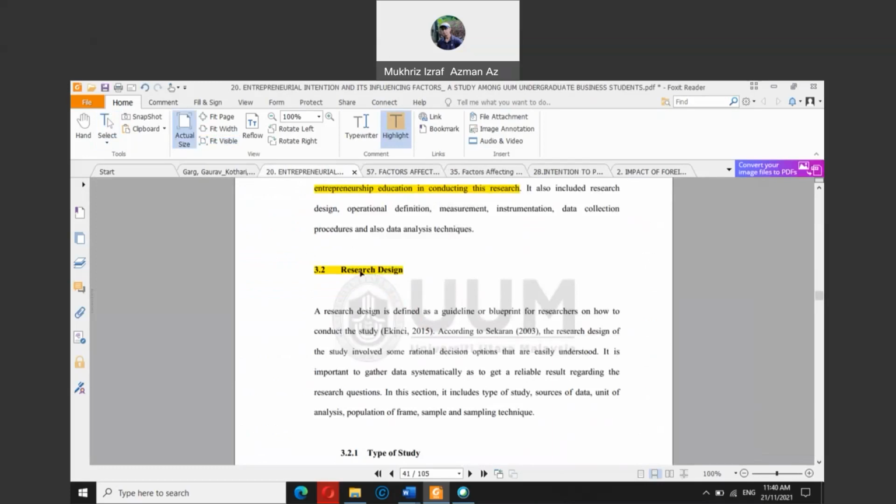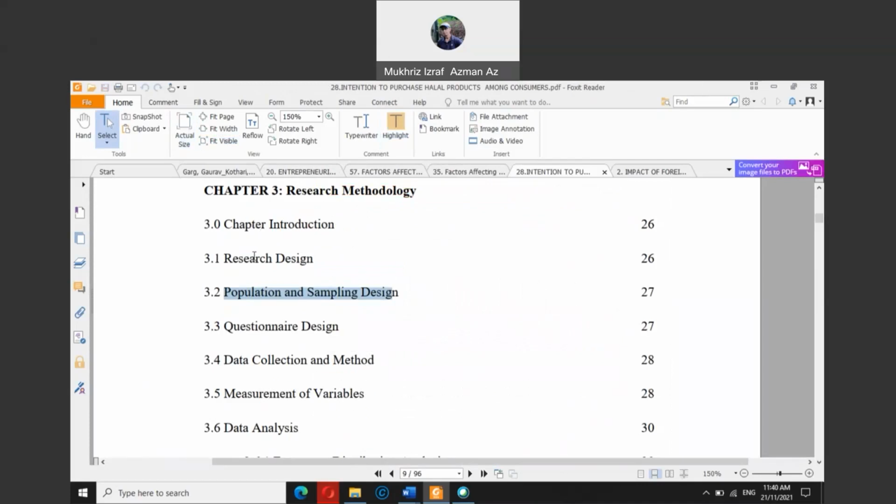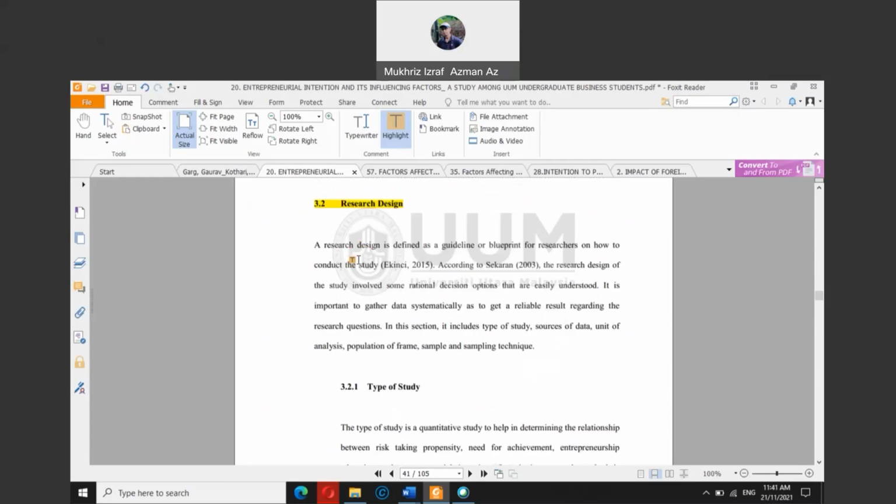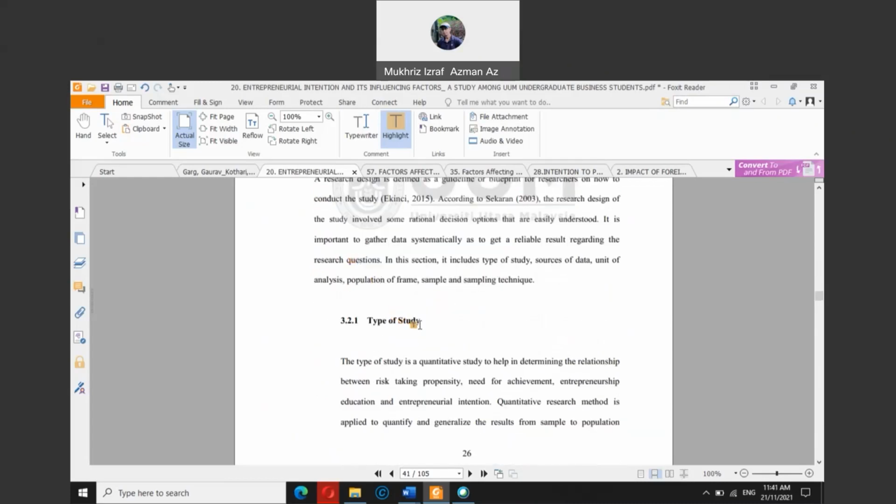So you will notice that 3.2 in here, research design, is basically how you are going to undertake or conduct the process from your data collection until the analysis. So the word design is how you actually construct the idea of your analysis. Okay, so first you need to know what is the type of study, whether you are doing qualitative analysis or quantitative analysis.